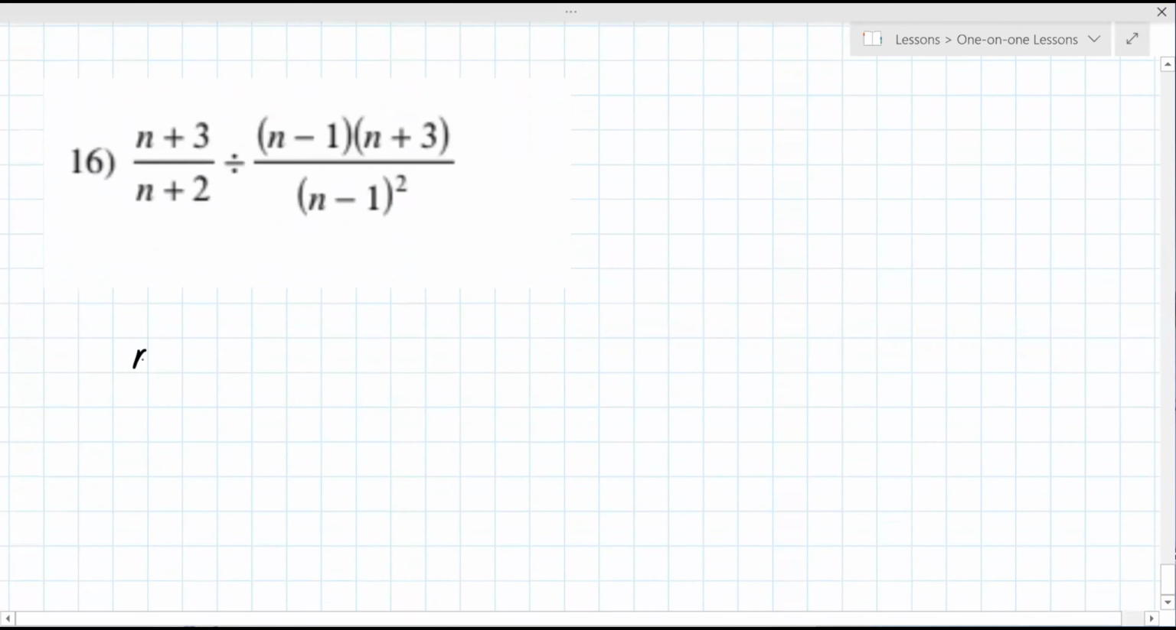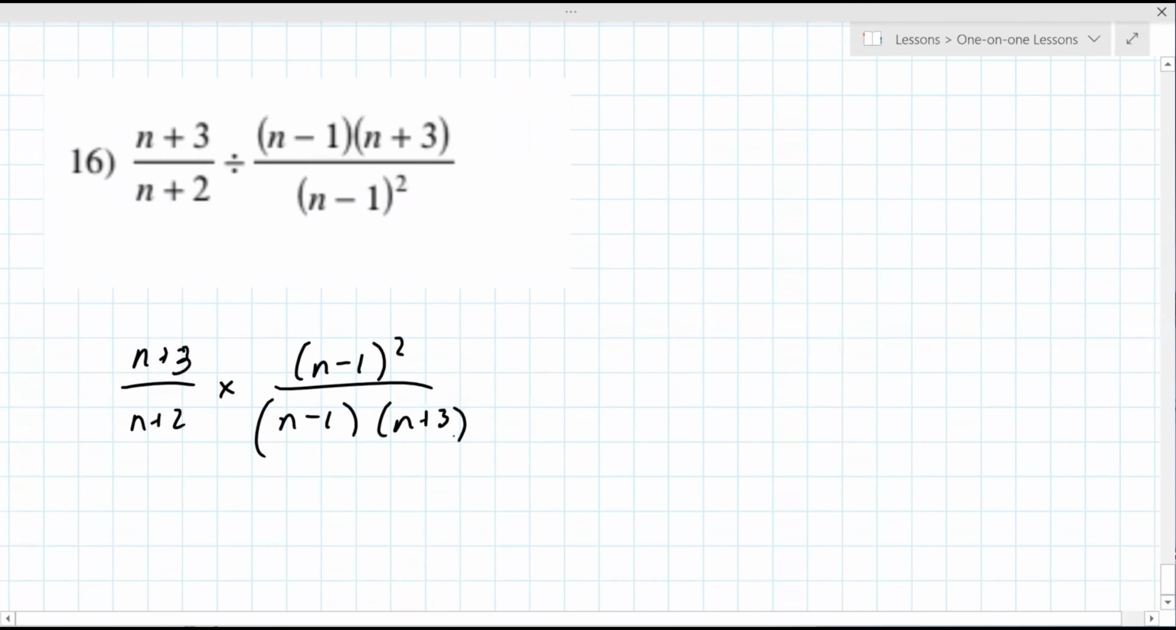Let me get a chance to get caught up with you, because we got to be talking the same language here. So you're gonna multiply by n minus 1 squared over n minus 1 n plus 3. Wait, don't you flip the n plus 2 and the n plus 3? Nope, you flip the second one. Oh, you flip the second one? Oh. Yes, multiply by the reciprocal. All right. So there's 3 excluded values here. All right, so cannot equal -3, -2, or 1.